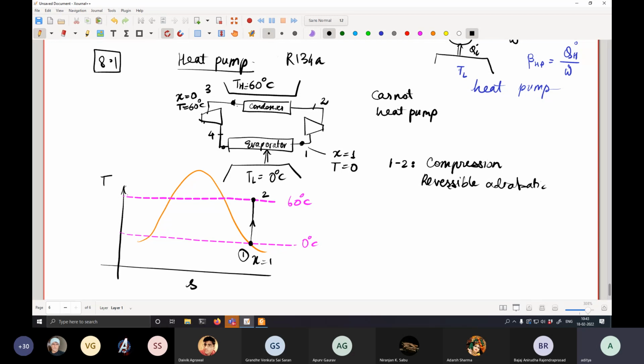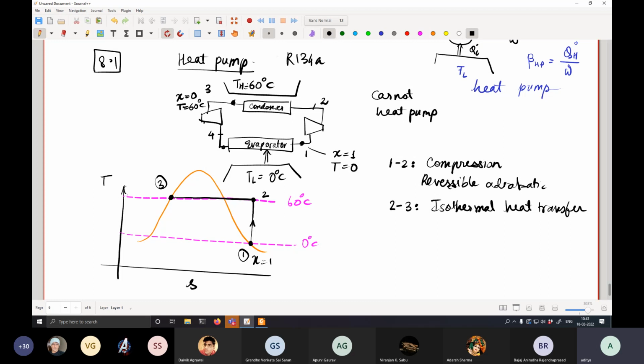Now 2 to 3 is a condenser. So in a Carnot cycle, how does the heat exchange occur? Isothermal. Right? So it goes from point 2 to point 3, which is x equal to 0. So this is point number 3. So this is the second process.